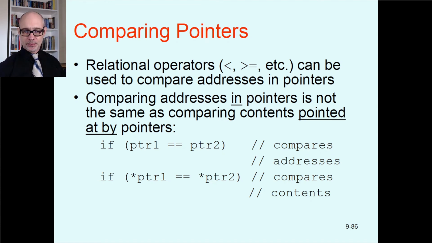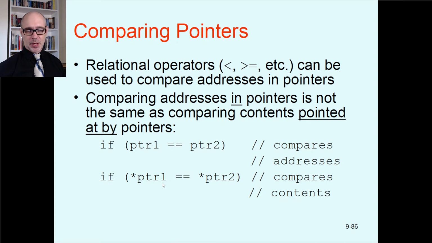So for example, in this first example, PTR1 and PTR2 are both declared as pointers, and writing if PTR1 is equal to PTR2 is comparing the addresses. Those are pointer variables holding addresses. So that's going to determine whether this pointer is actually the same place as what this other pointer is talking about. Are they the same place? And if so, obviously they're holding the same contents because they're talking about the same place.